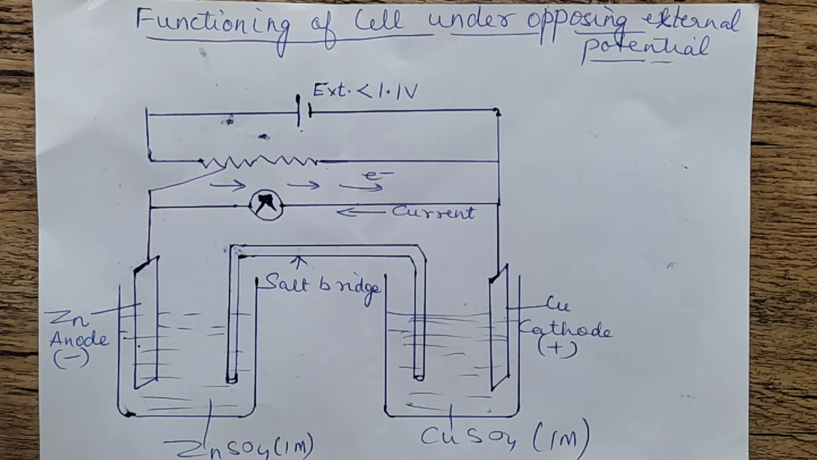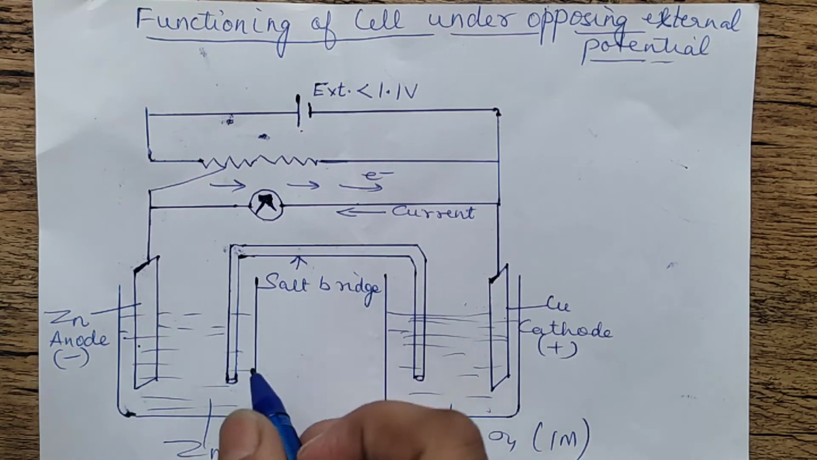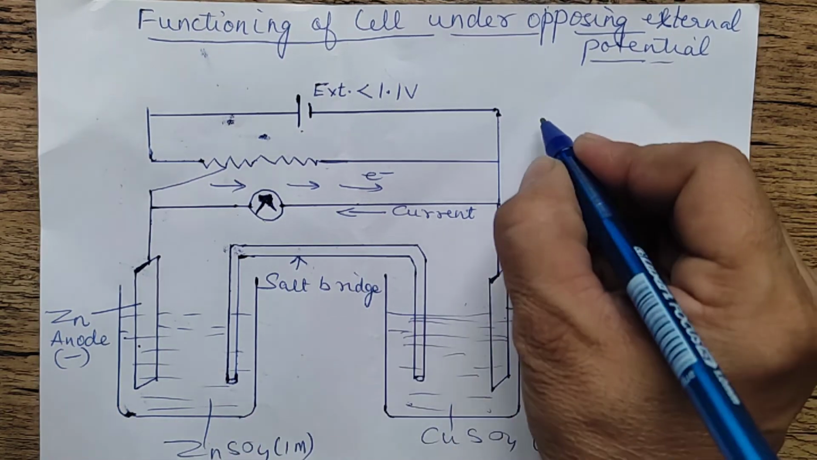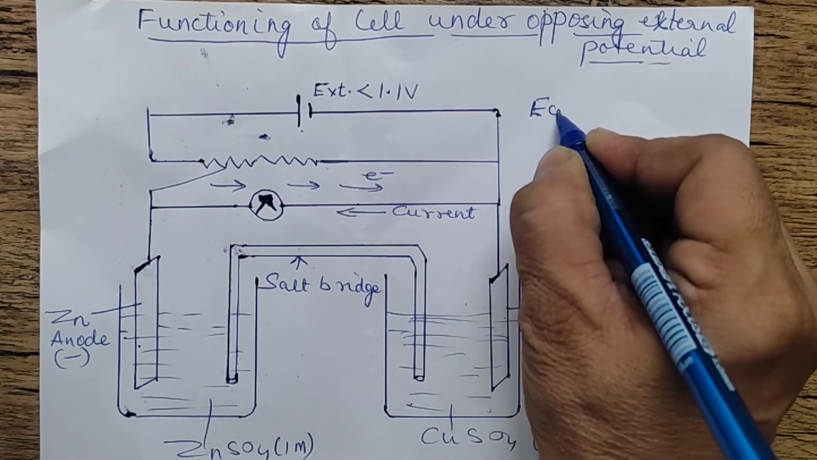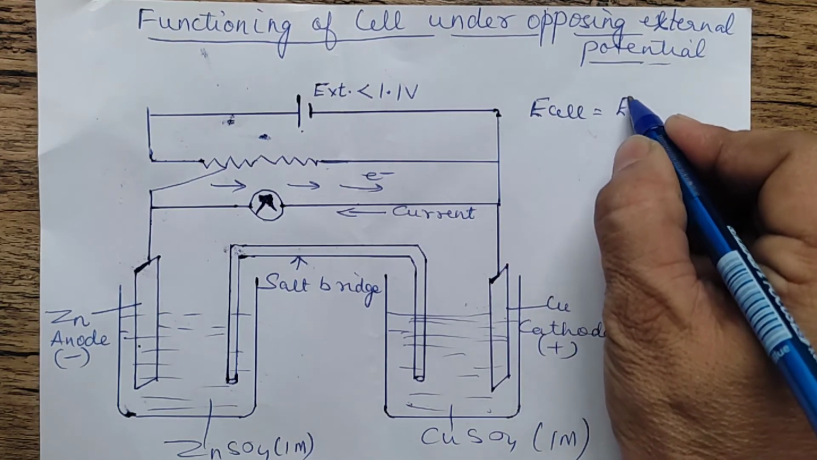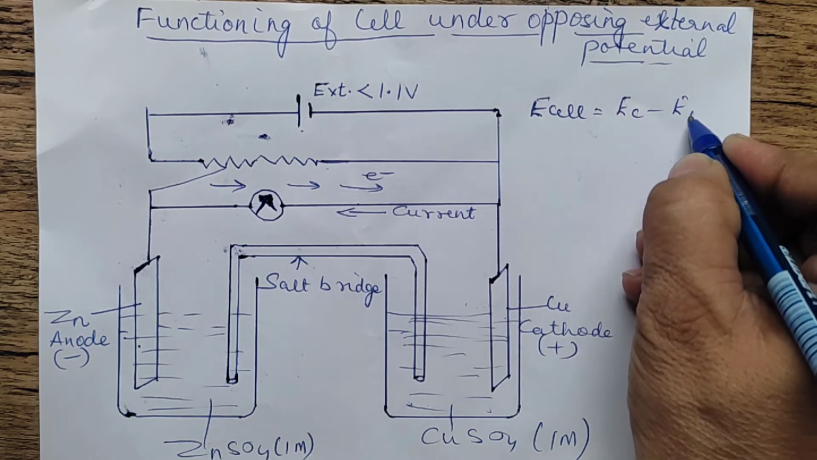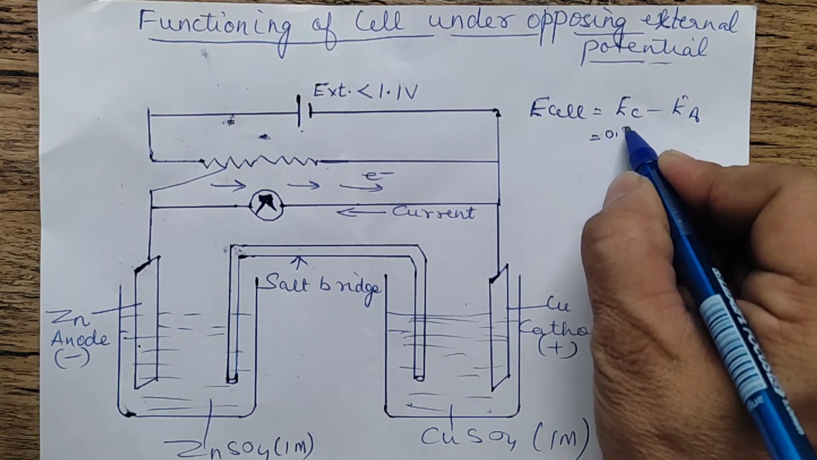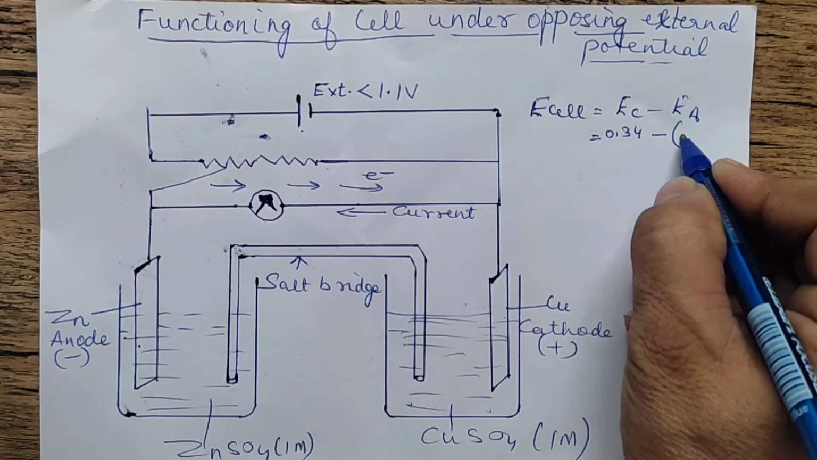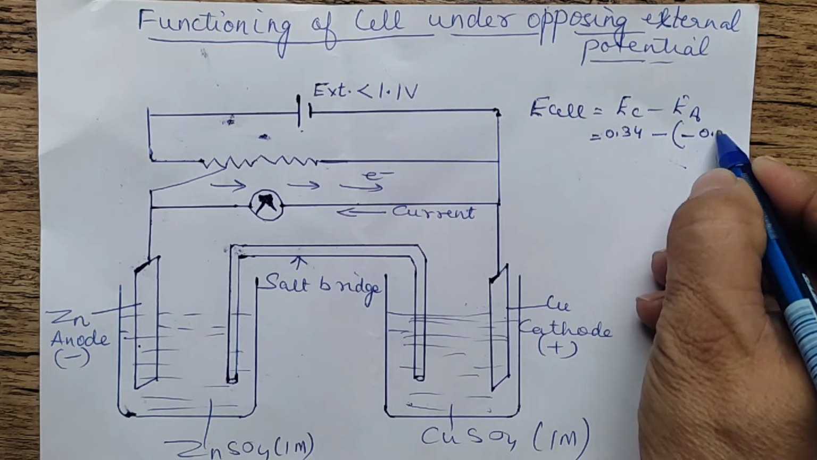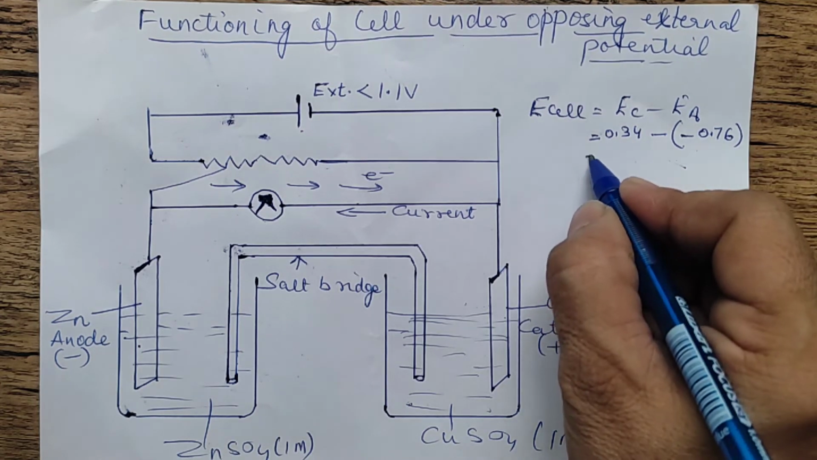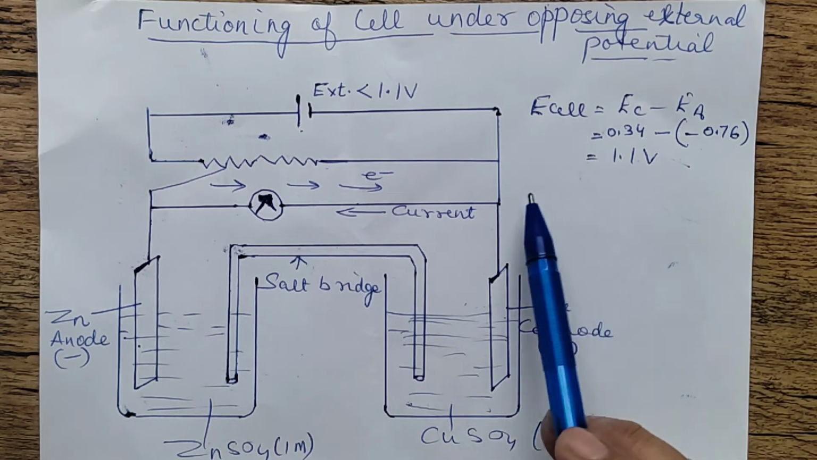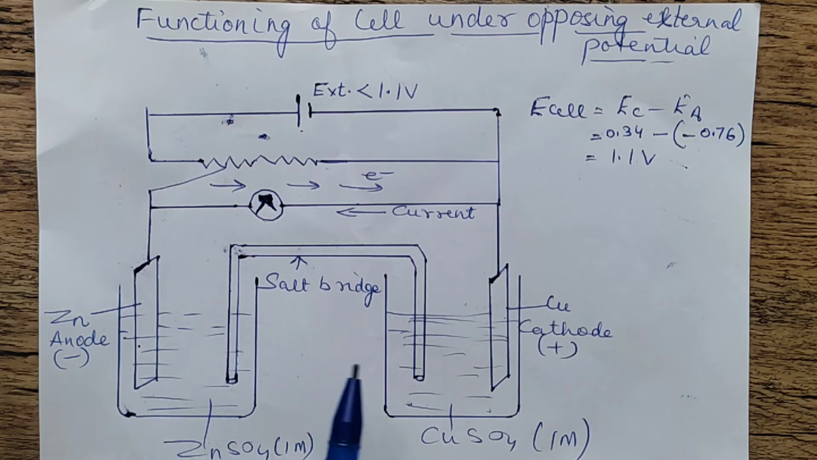First, just to remind you again, if you take copper and zinc, what was the cell potential we calculated? The cell potential for this particular cell is calculated as E cathode minus E anode. What was the cathode in that case? Copper. And the potential for copper is 0.34 volts, minus zinc, which was minus 0.76 volts, and when you calculate, it comes out to be 1.1 volt. So 1.1 volt is the cell potential of this cell if you take zinc and copper.